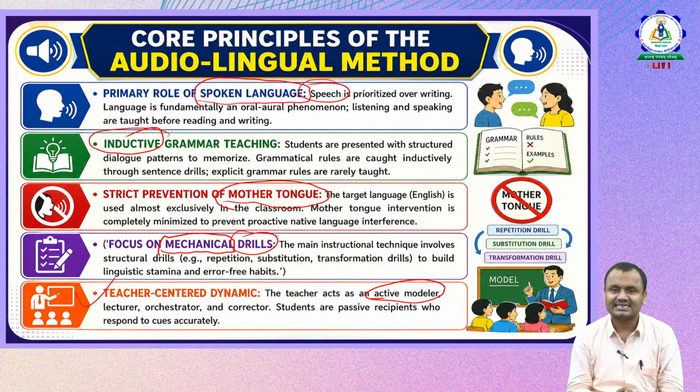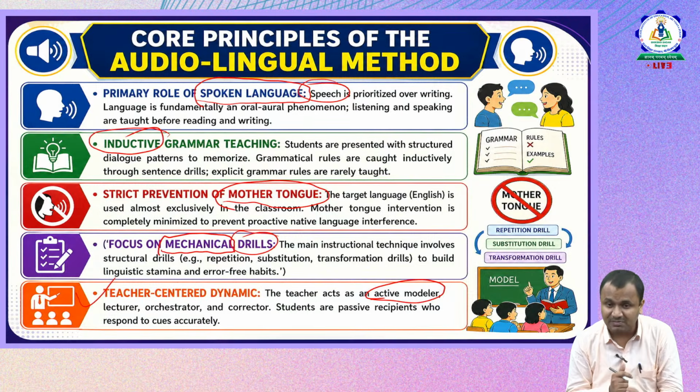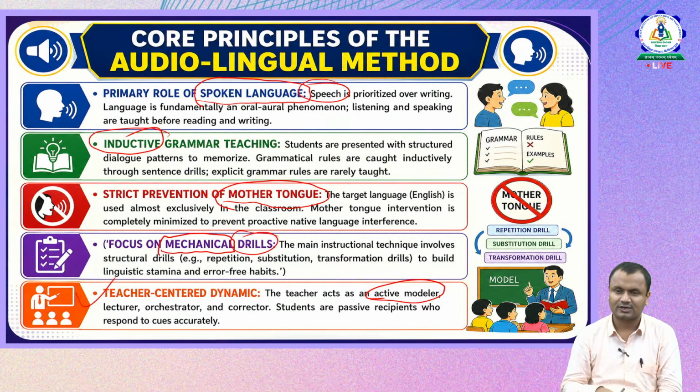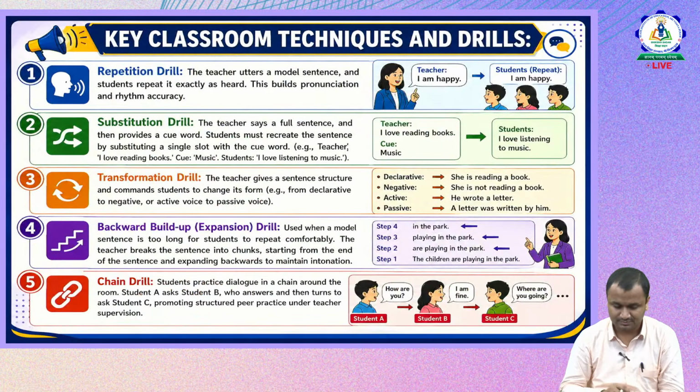So, who is at the center? The teacher is at the center. Who is active? The teacher is active. Who is passive? The students are passive. Everything is focused and centered on the activities of the teacher. So it is a teacher-centered approach.